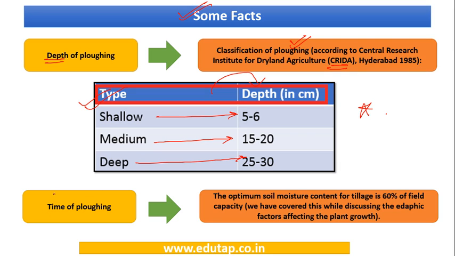And the last information is time of plowing. So this also can act as a probable question, that the optimum soil moisture content for tillage operation is 60% of field capacity, right? So you need to understand that 60% of field capacity is the ideal amount of water that is available for the plants to take up. And the lowest point is the wilting point. This is not the topic of discussion here, so I would not elaborate on these two terms, but just understand and memorize these important facts that we have listed: the depth plus the optimum soil moisture.